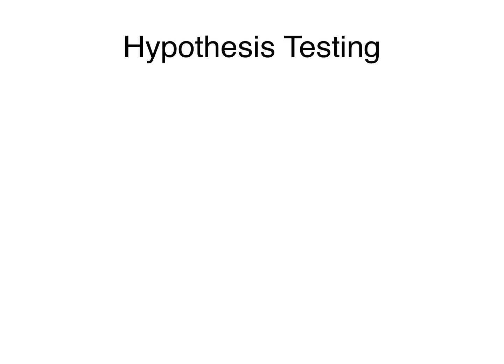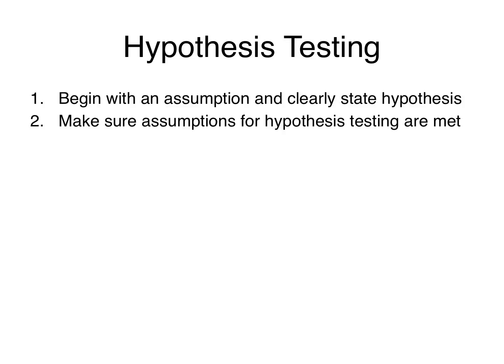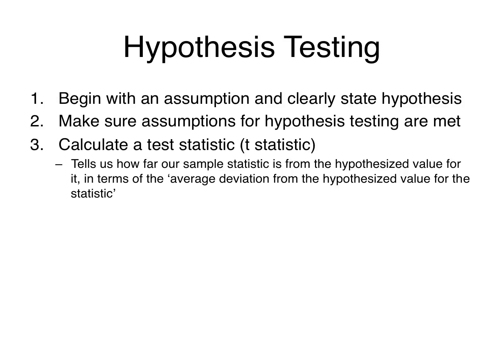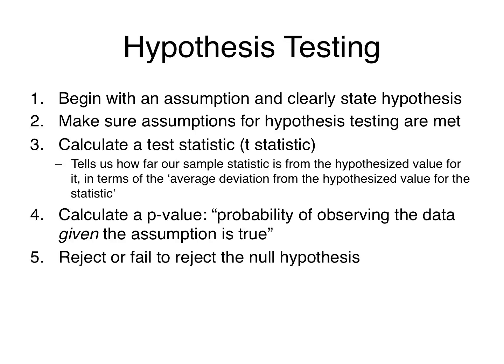So let's talk about hypothesis testing, also known as tests of significance. So these are the steps for hypothesis testing. You begin with an assumption and clearly state hypotheses. Make sure assumptions for hypothesis testing are met. Calculate a test statistic. Calculate a p-value. And reject or fail to reject the null hypothesis. And so whenever you're asked to do a hypothesis test, so for example, examine differences between groups, you should make sure that you address all of these steps.